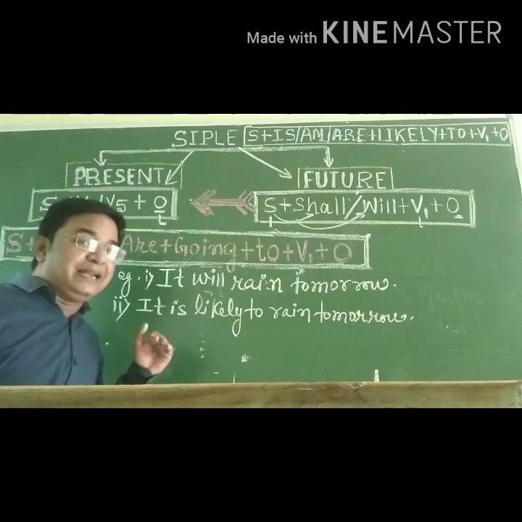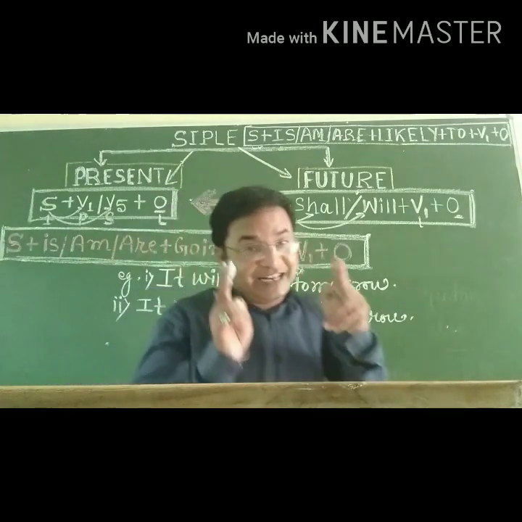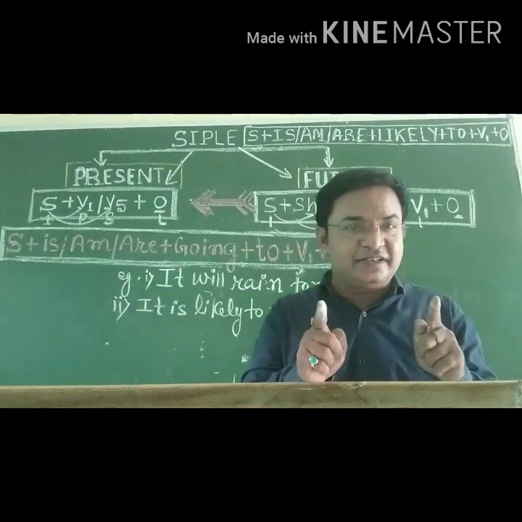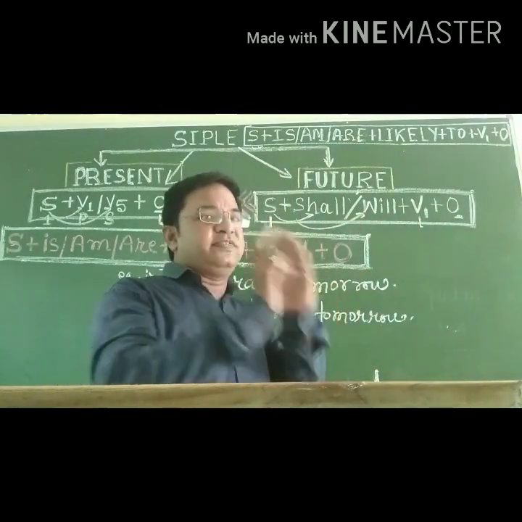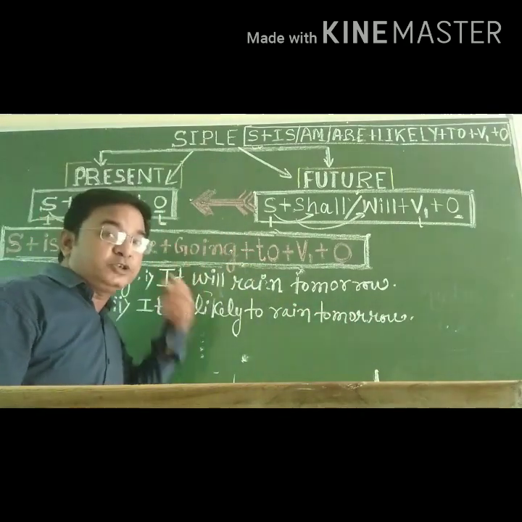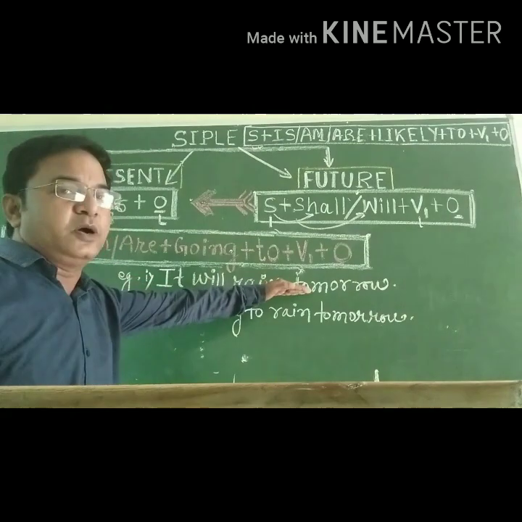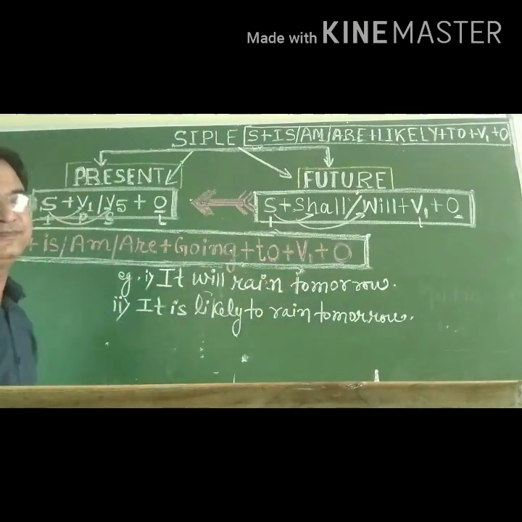But when somebody is saying that it is likely to rain tomorrow, that means, to say through the internet, through the weather forecast, he has got some proof that tomorrow it would rain. So the most appropriate way of saying "it will rain tomorrow" is "it is likely to rain tomorrow."